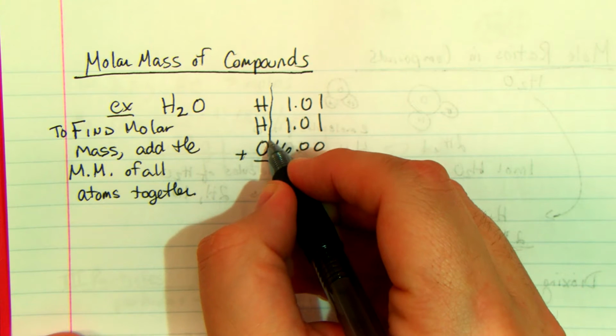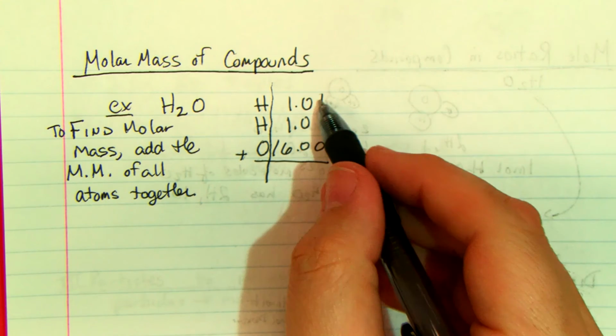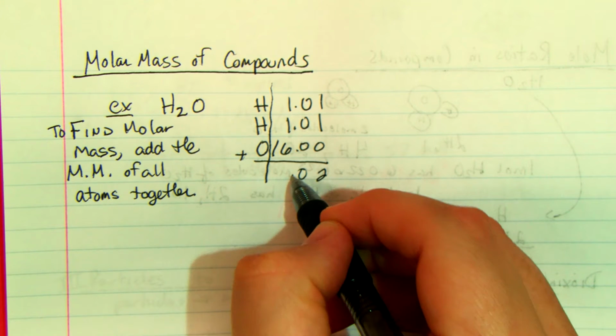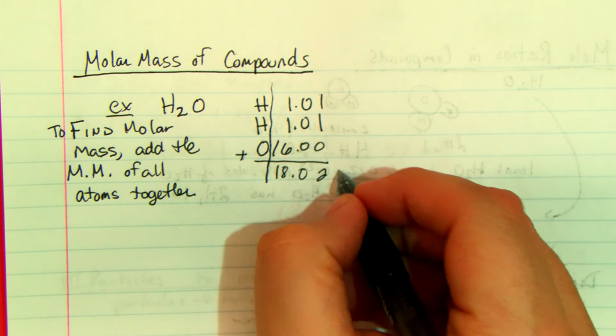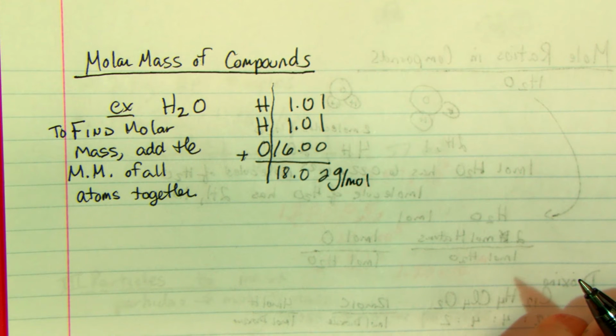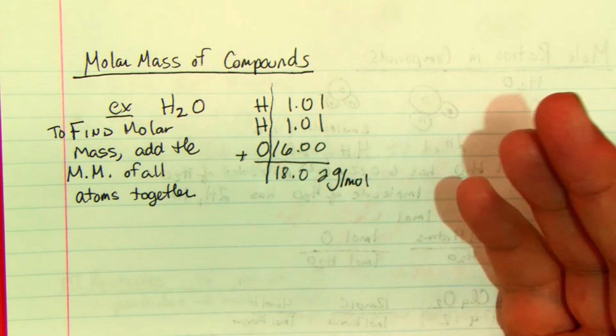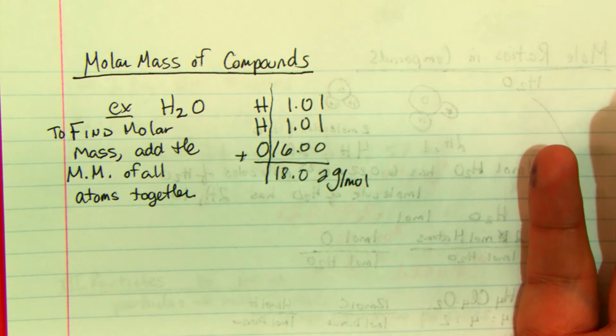I'll draw a line there because that 0 looks like it's encroaching on the number. That's a 2, that's a 0, that's an 8, that's a 1. Grams per mole. That's it. Is that it? That is 100% it. Now, there's actually an easier way than this. With water, there's only 3 of them. It's pretty easy to go that route.